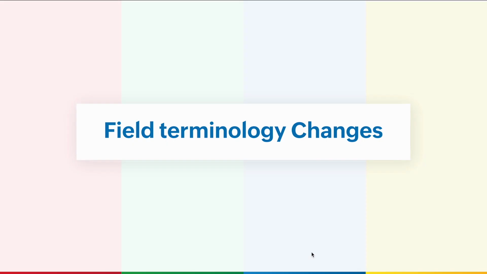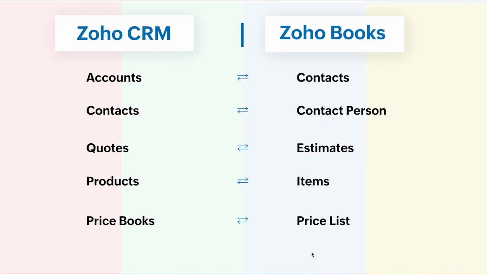Before we get to configuring the integration between the systems, let us take a quick look at how the entities are termed. The accounts in the CRM are termed as contacts in Zoho Books, while the contacts in the CRM are termed as contact persons in Zoho Books. The quotes in CRM are the estimates in Books, and the products go by the term items in Books. Price lists in Books is similar to price books in CRM.